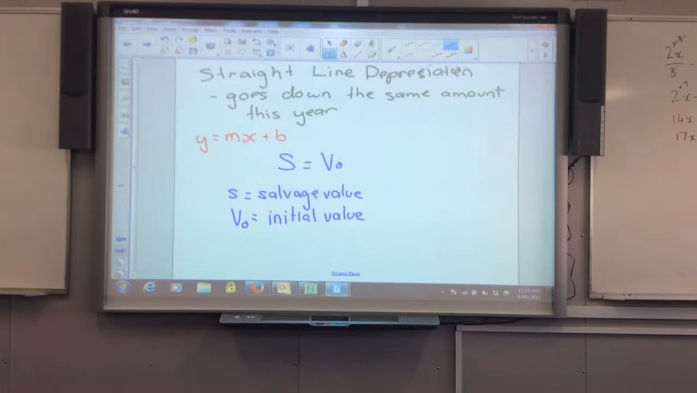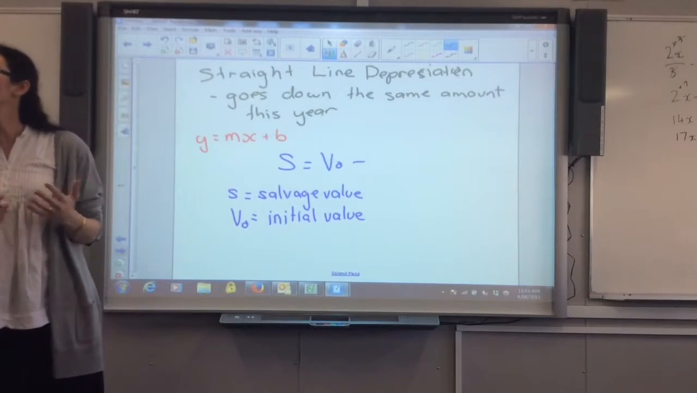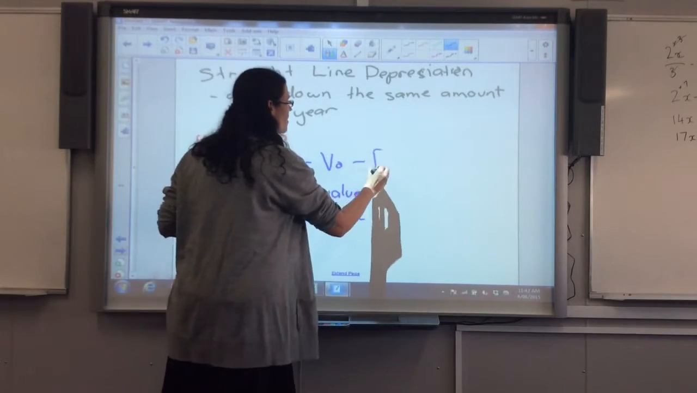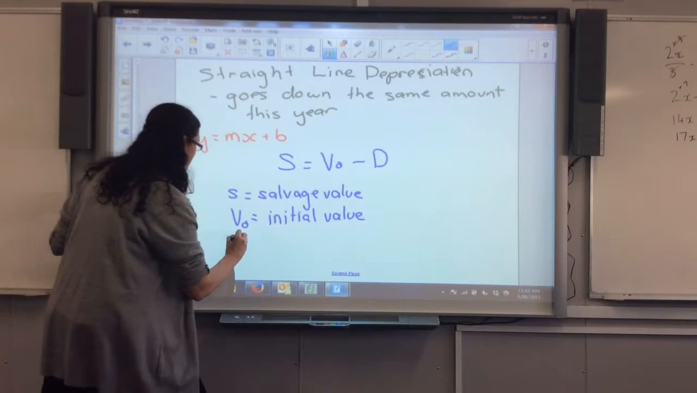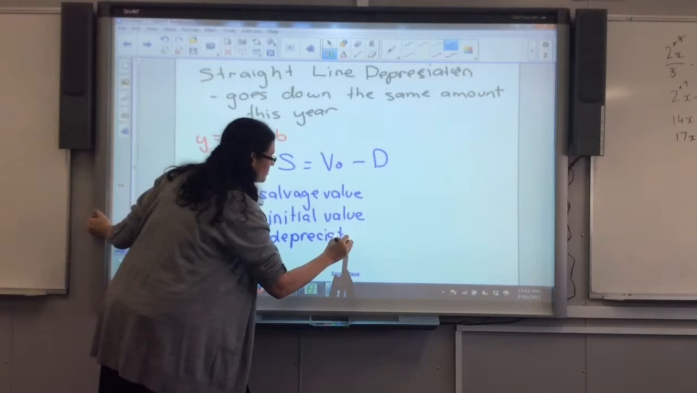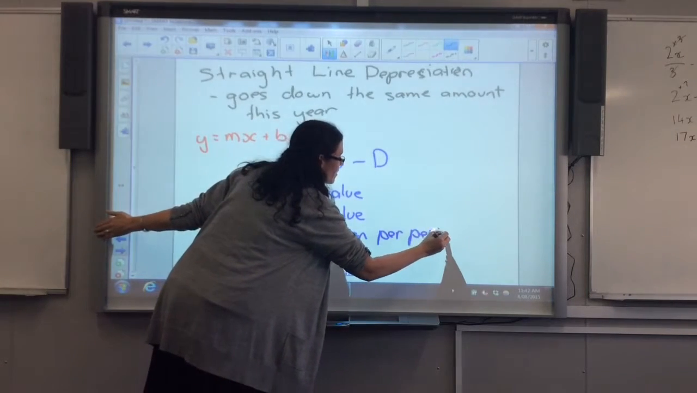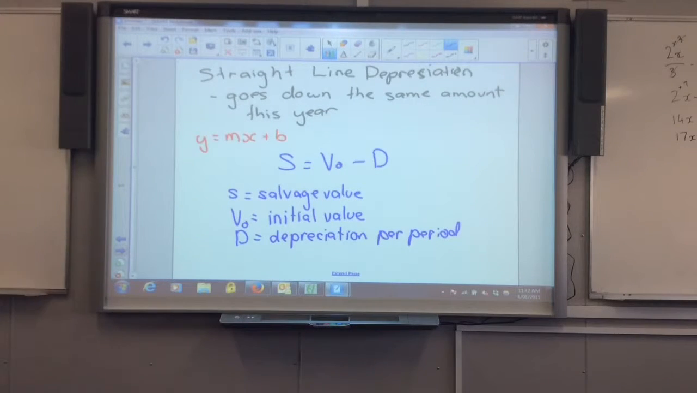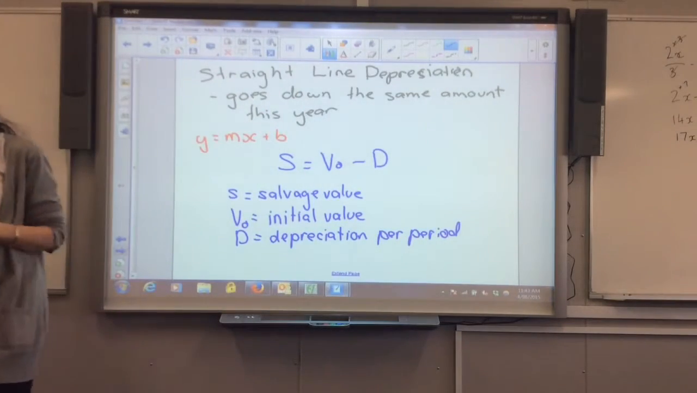So it's going down in value, so it's going to be a negative gradient. And because it's depreciation, we're going to call it D for depreciation. D is the value that it goes down each period. Generally, when we're looking at cars, we're talking about years, so that would be the amount it goes down each year. Remember, period is whatever time value we're looking at.